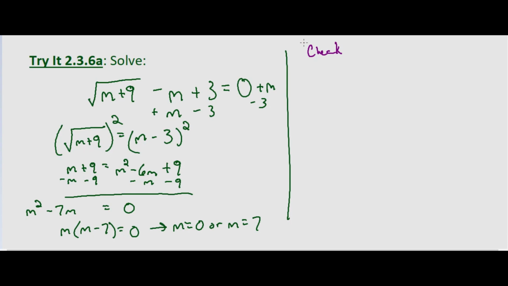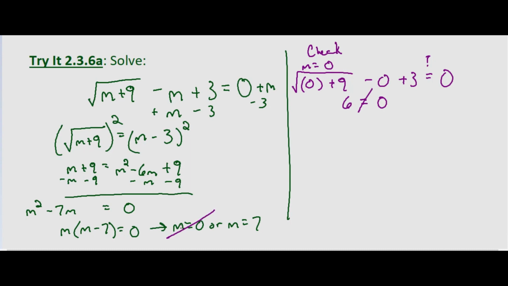Start with when m equals 0. So the square root of m plus 9, so 0 plus 9, minus 0 plus 3. We want to know, does that equal 0? So 0 plus 9 is 9. Square root of 9 is 3. 3 minus 0 plus 3 is 6, which does not equal 0. So that does not check, which means m equals 0 is not a solution.